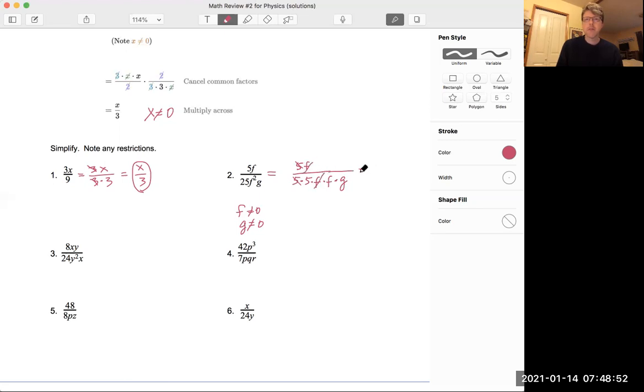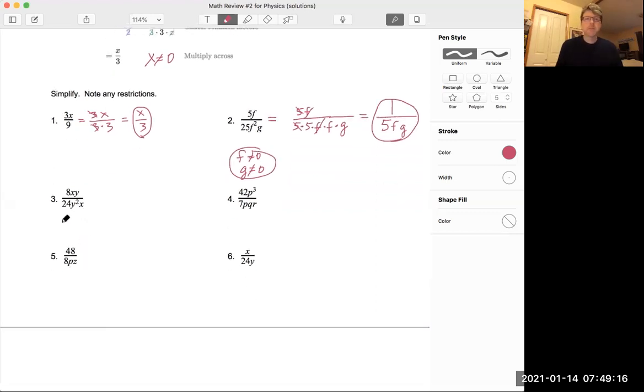So what do we have left? We have 1 on the top. That's what that means. Cancel everything out, you get a 1. We have a 5, an f, and a g. So we have 5fg with the restrictions. Okay.